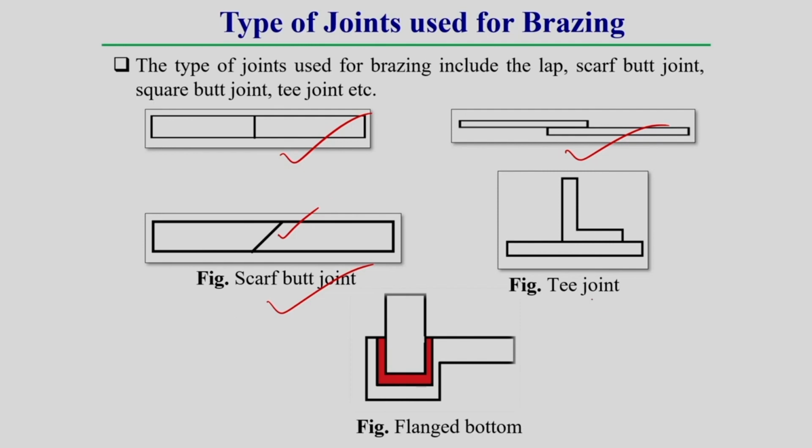It can be a T joint. Here two pieces of base material placed perpendicular to each other make a T form, that is why it is called a T joint. It can be a flange bottom. These types of joint we can also use for brazing purposes.